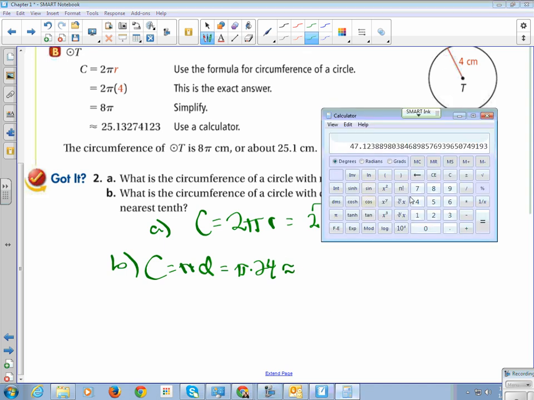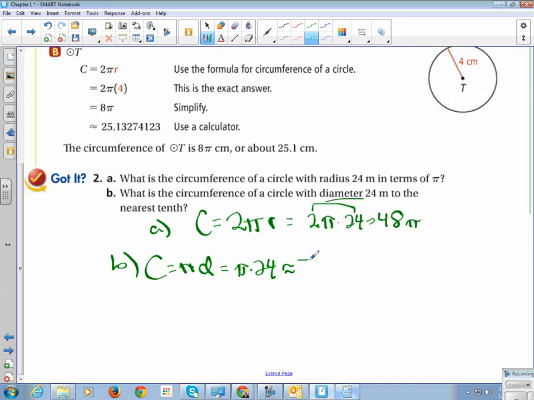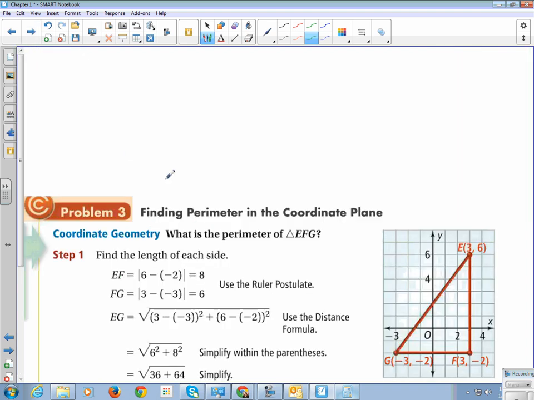So we're going to go pi times 24. 75.4 meters. Thank you very much. All right.